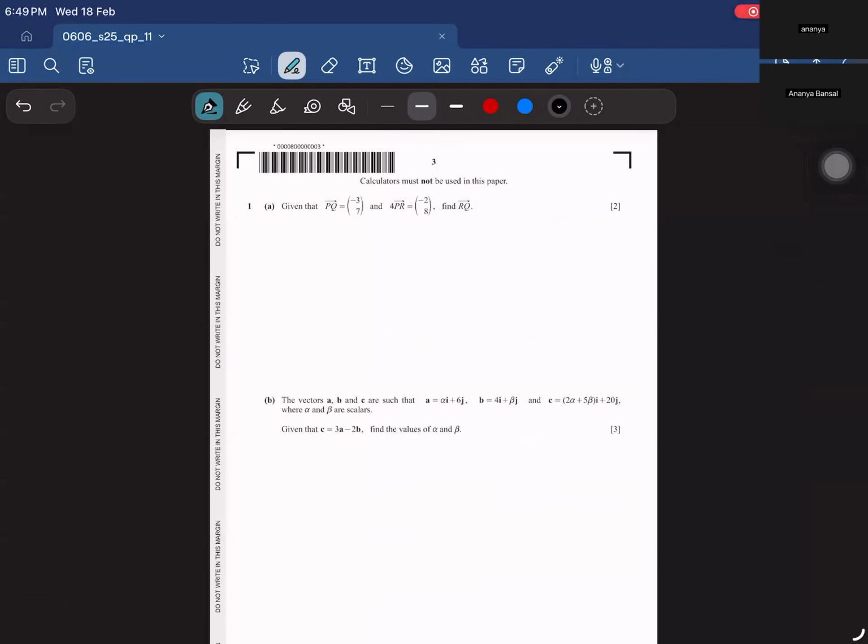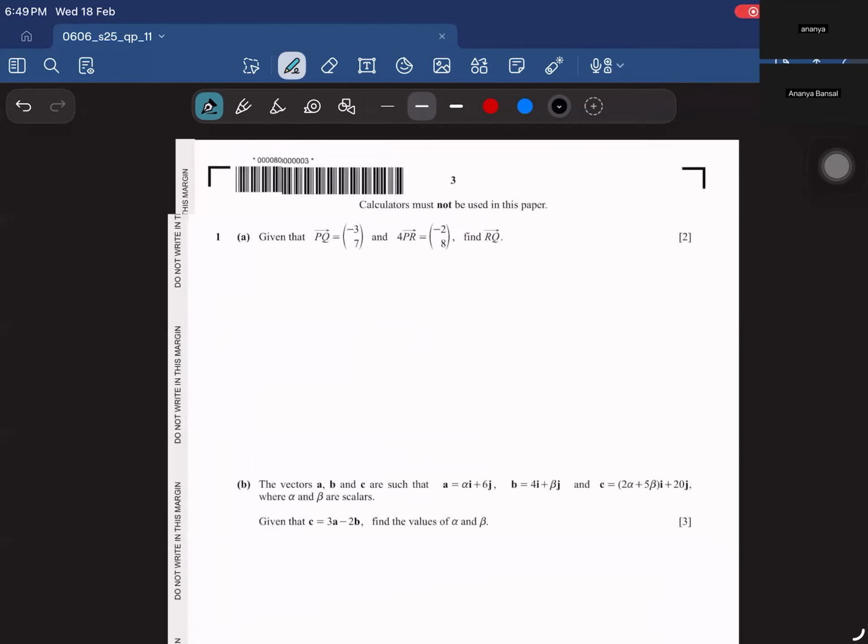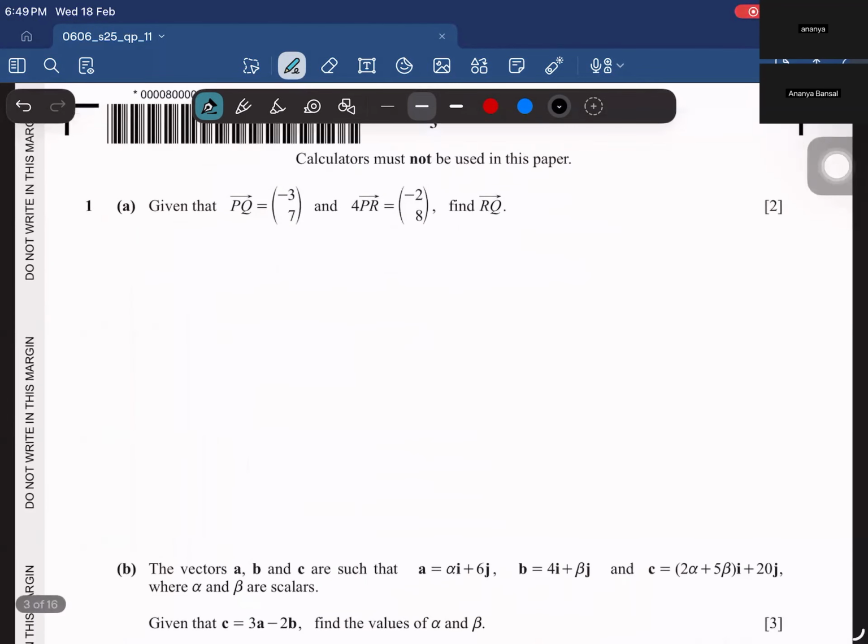The first question says that given that PQ equals (-3, 7), and 4PR equals (-2, 8), find RQ. The first step to solving this question would be to find PR, which would be 1/4 of the given vector for PR.